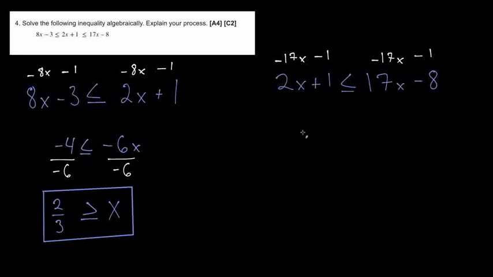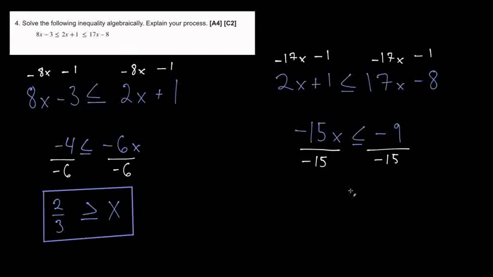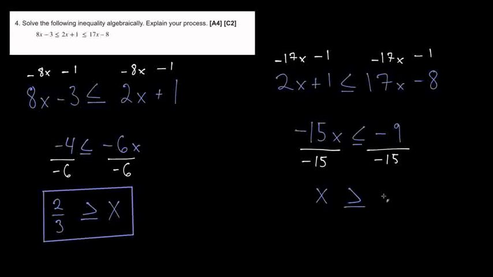And what we end up with is negative 15x is less than or equal to negative 9. Now, same as before, we're going to isolate for x. Divide both sides by negative 15. And just like before, since we're dividing by a negative, we do have to flip the signs. And we get x, and I'll reduce this fraction down. That works out to 3/5.